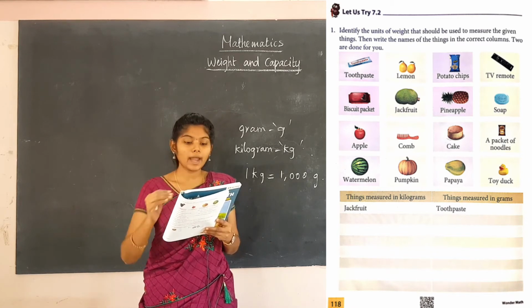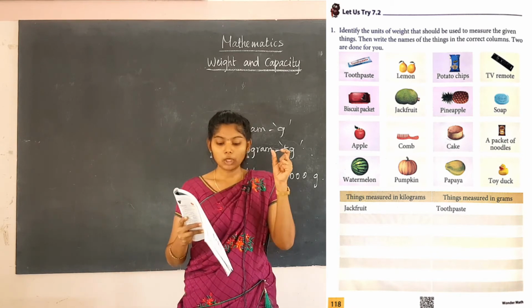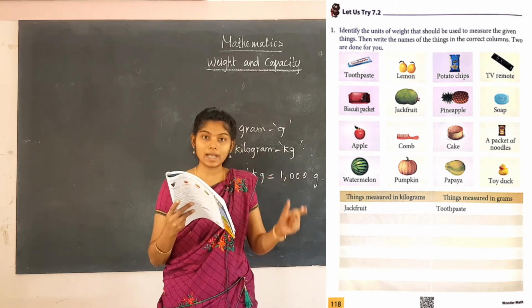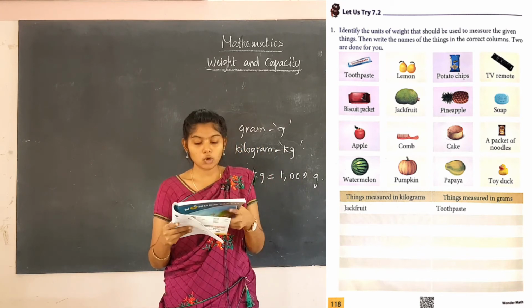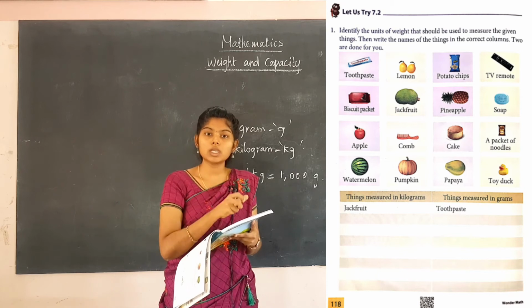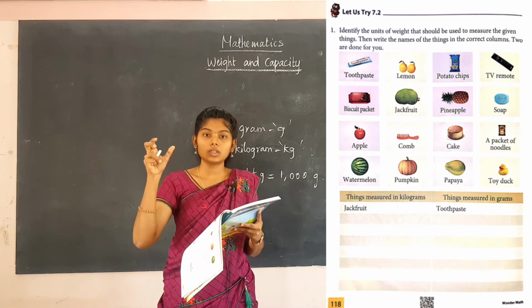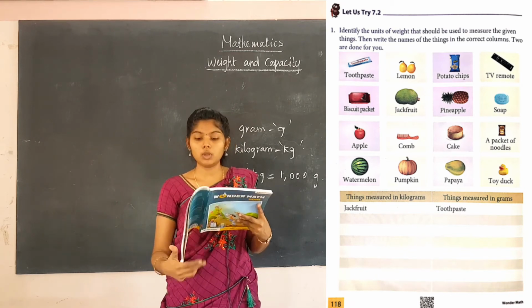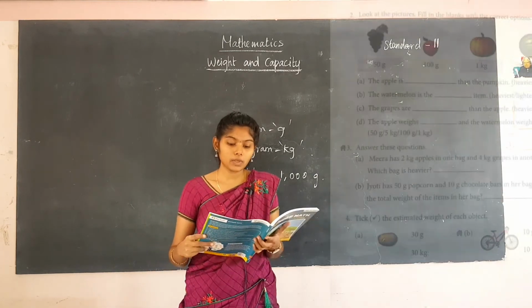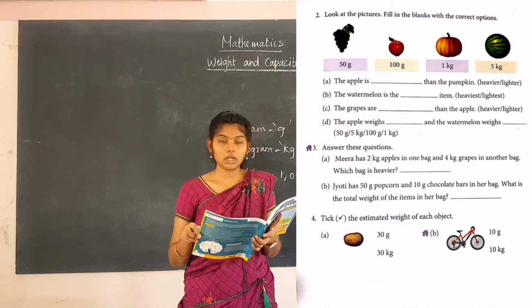You have to differentiate each of the things, in which measurements, which units we have to use for that, kilogram or gram. You have to find that unit, and you have to write below in the blank boxes that are given. Things measured in kilograms, the things which can be measured using kilograms, you have to write below that. The things measured in grams, you have to write below that. And the next one, look at the picture, fill in the blanks with the correct options.